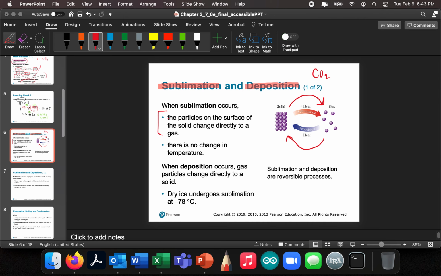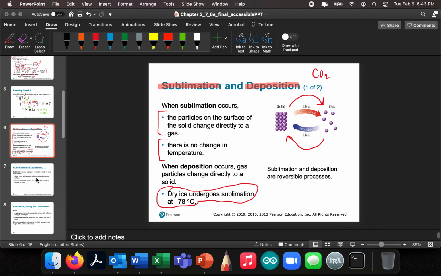Sublimation happens when the particles of the surface change directly to a gas, which I said already. There's no change in temperature. Okay? No change in temperature for sublimation. Deposition is just the opposite. And there's the example of dry ice. Okay? This goes pretty cold, right? You can get gaseous carbon dioxide off of a block of dry ice at negative 78 degrees Celsius.